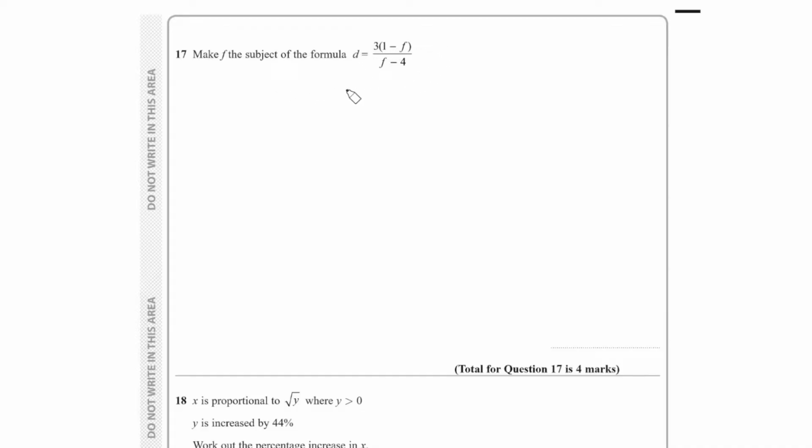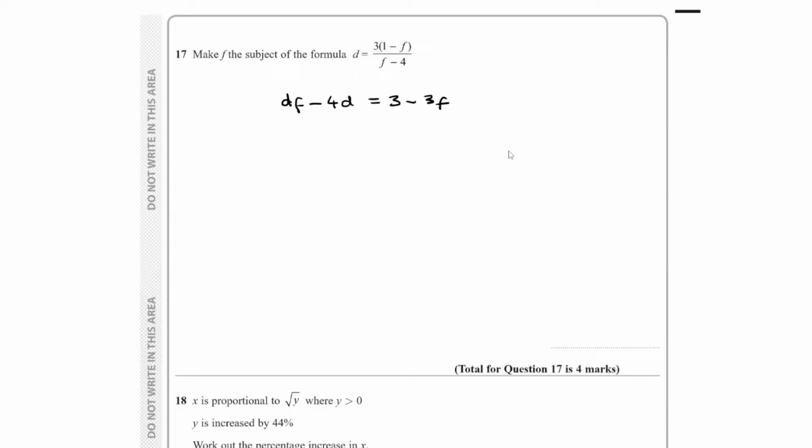Obviously, I want to get rid of the fraction. That's kind of annoying. I need to open all of this up. So I'm going to multiply across by F minus 4. So that would be df minus 4d. And then I'm going to also expand out the bracket. So everything is just out.